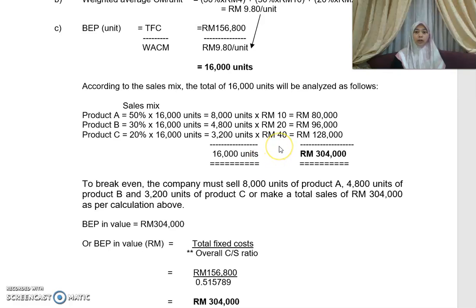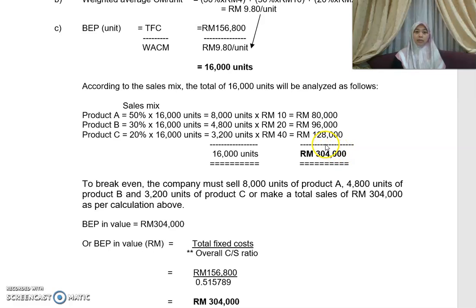If you want to know how much is the value, you times with the selling price. So this one you take from the question just now. Selling price for A is 10 ringgit, for B is 20, and for C is 40. So 8,000 units times 10 give you 80,000. You do the same thing for B and the same thing for C. So the total is 304,000.